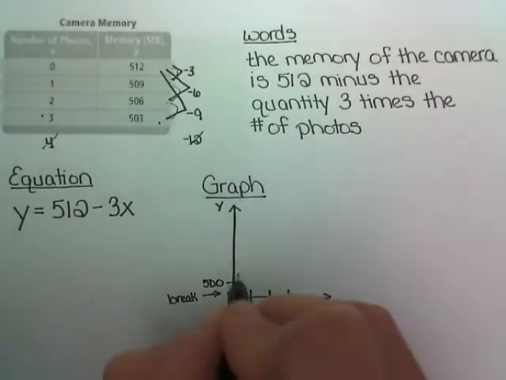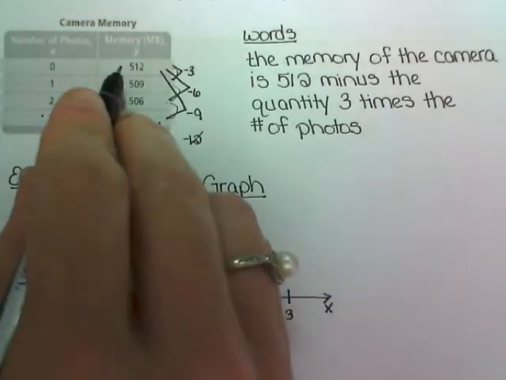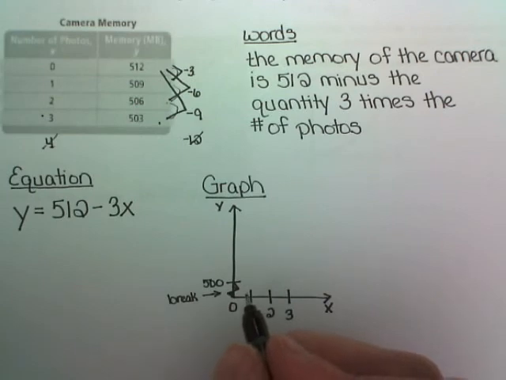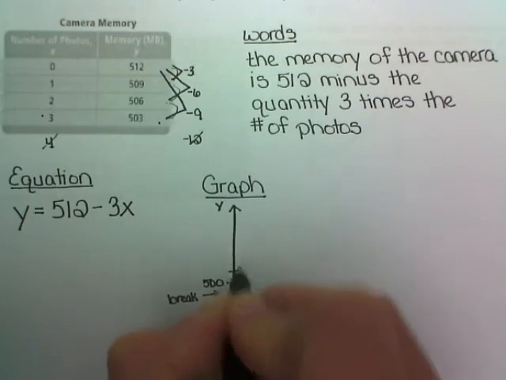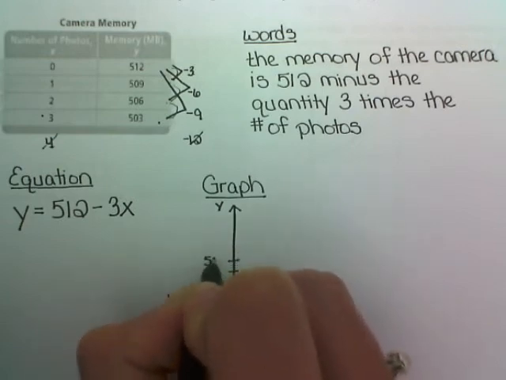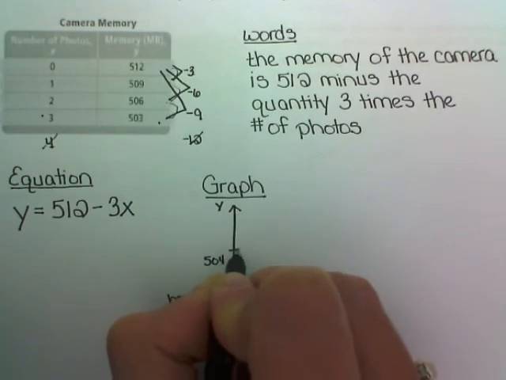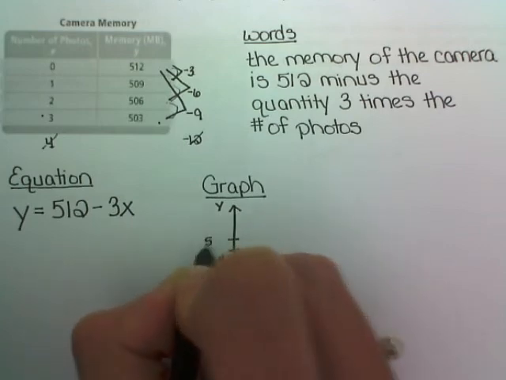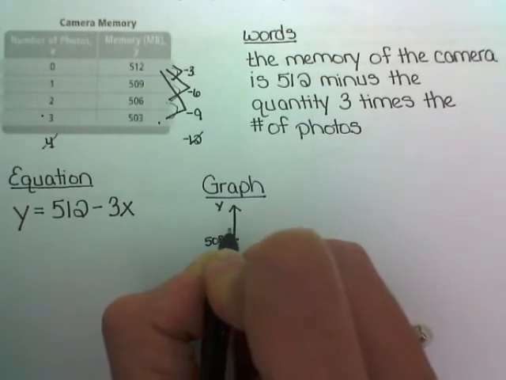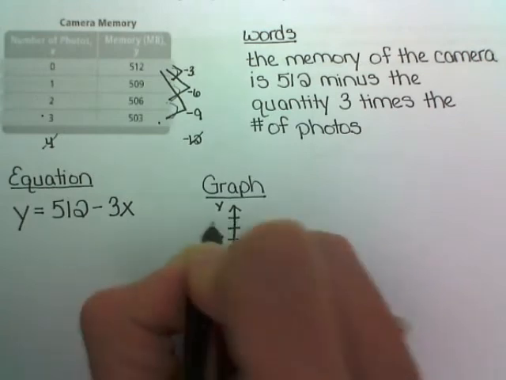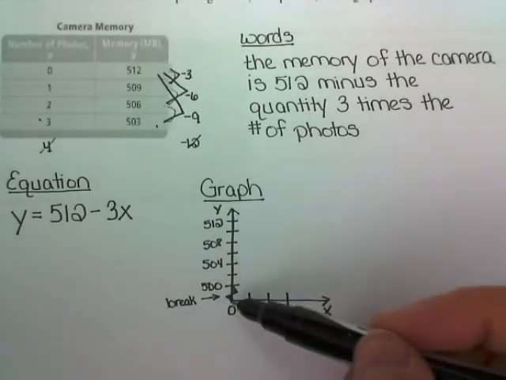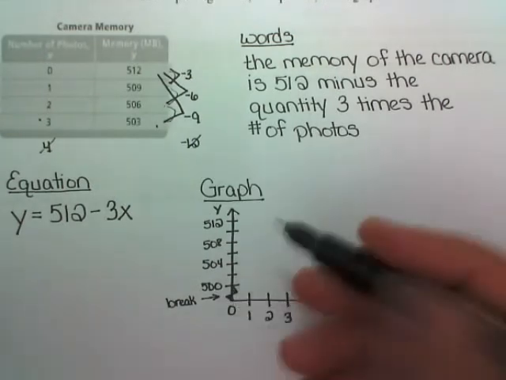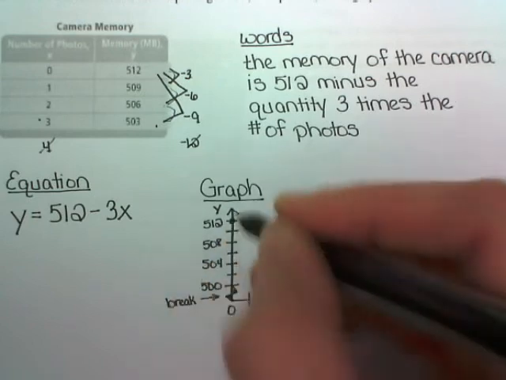So that's 500. Since we're going up by 3s here, I'm just going to count up by 2s. You could go up by 3s if you wanted to. So this would be 502, 504, 506, 508, 510, and 512. Alright, so let's graph this. We've got 0 pictures on our camera. So that means we have 512 megabytes.